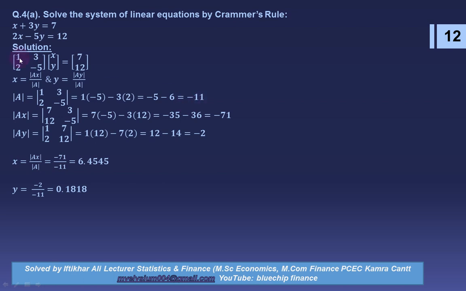After that, for Ax determinant, just remove the first column and place this 7, 12 here and take the determinant, which is equal to minus 71. It is equal to Ax determinant. After that, leave the first column and remove the second column and place the 7, 12 here and take the determinant, it will become Ay determinant. So after putting the values into these two formulas, x equals 6.4545 and y equals 0.1818.